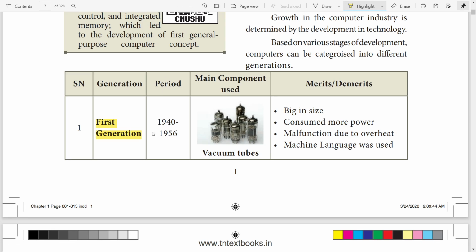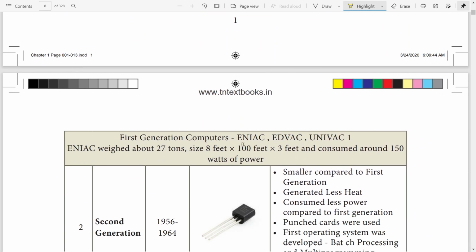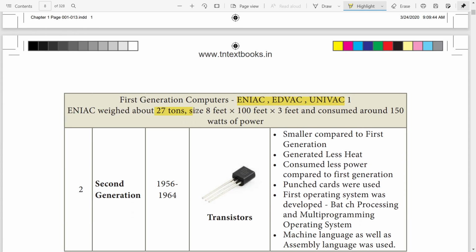First generation. Time period for first generation is 1940 to 1956. Main component used here is vacuum tubes. What are its merits and demerits? Vacuum tubes are bigger in size, consume more power, malfunction due to overheat. Machine language was used. Machine language is zeros and ones. First generation computers, for example, ENIAC, EDVAC, UNIVAC. It weighed around 27 tons and it consumed about 150 watts.